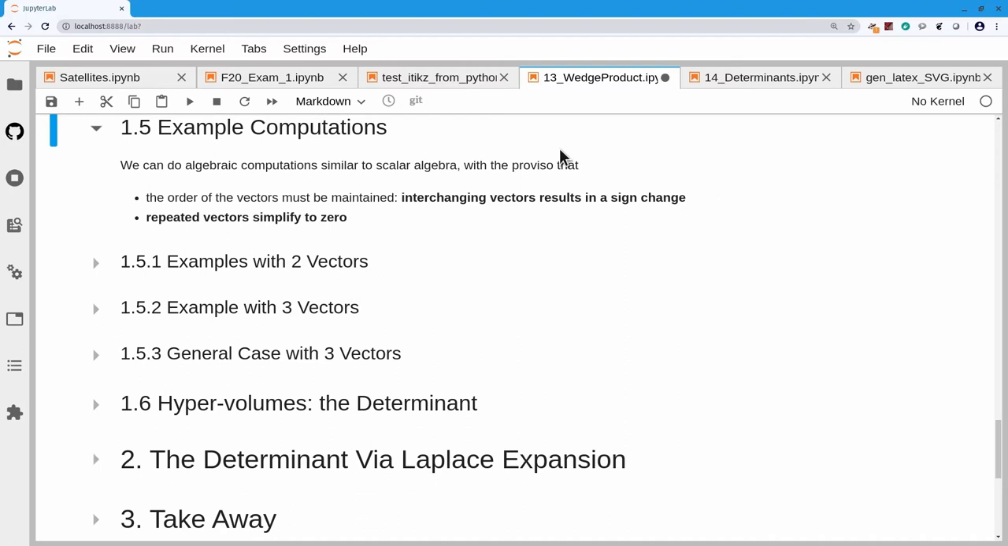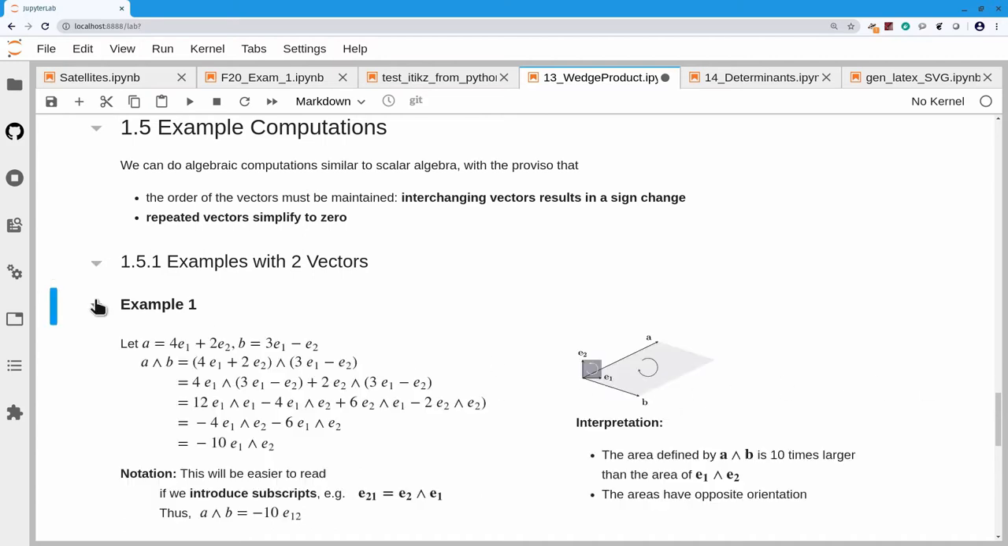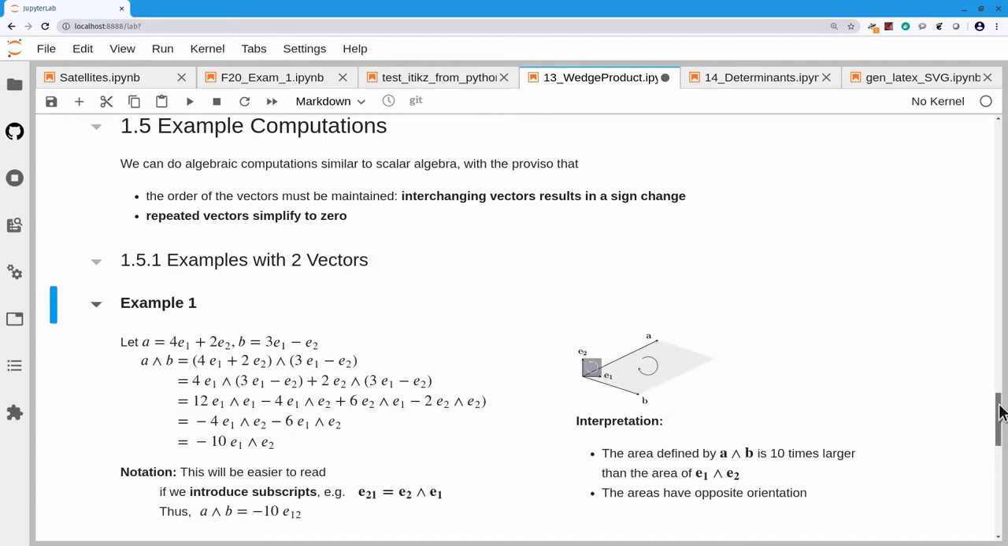The next step, let's do some algebraic computations. And the way the rules went, we found that the rules are very similar to scalar algebra, with the proviso of two things. If I interchange two vectors, I get a sign change. And if I repeat vectors, well, repeated vectors in a blade simplify to zero. So let's look at what happens with two vectors.